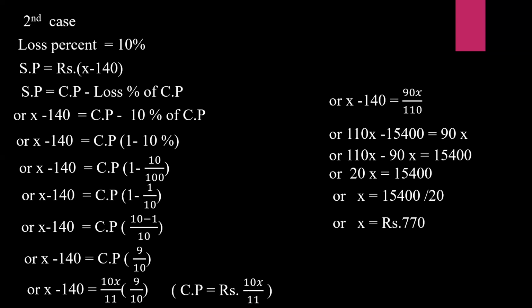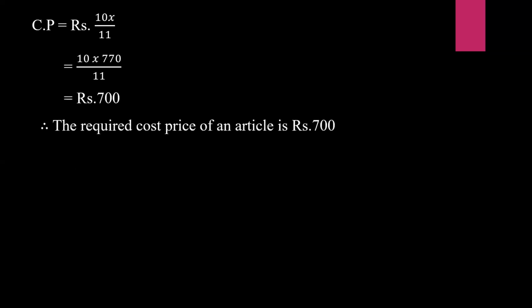It means it is the selling price, but we have to find the cost price, remember. So what we can do, we can put the value of X in CP. So here CP is rupees 10x by 11, and we have already got the value of X, that is 770, divided by 11. So it will give you rupees 700. So here we can say the required cost price of the article is rupees 700. I think it's clear. So let's move to the next problem.